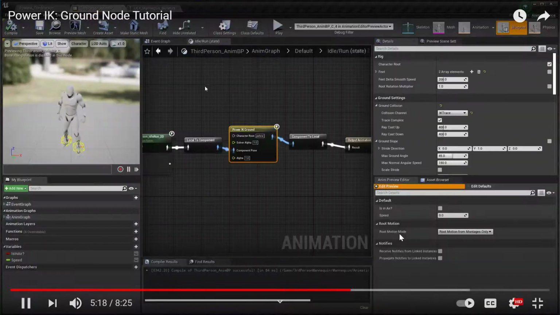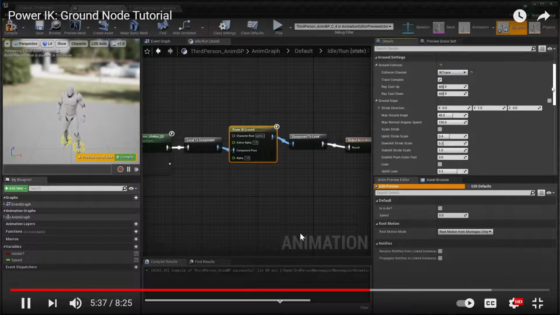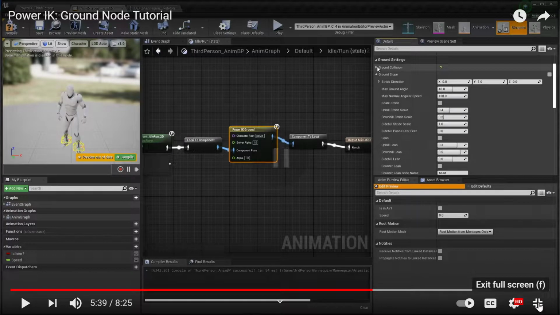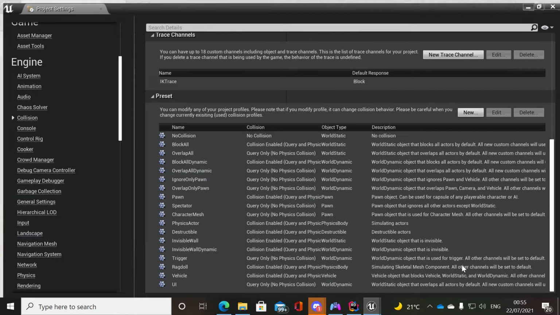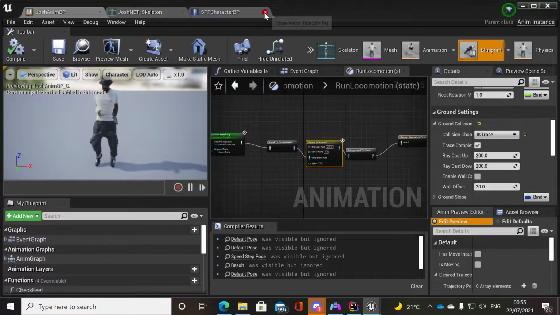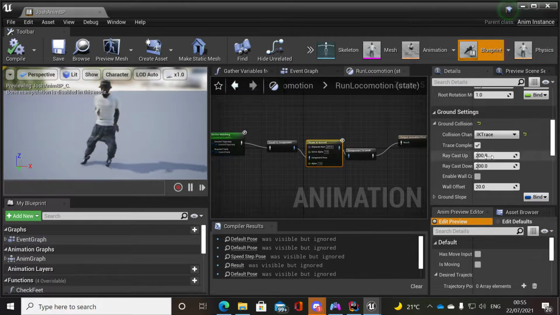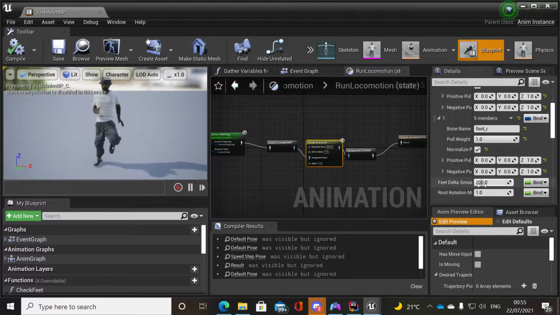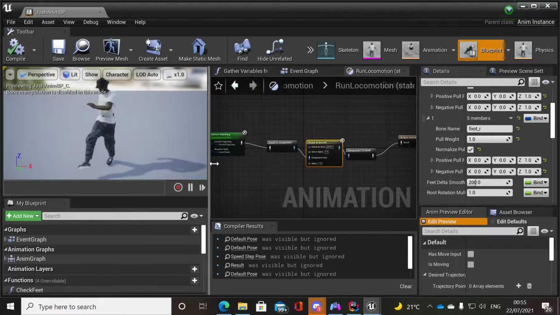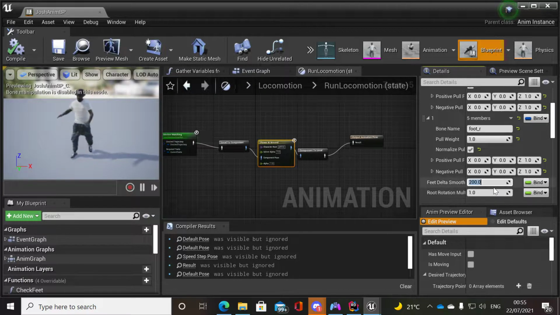So I'm going to jump back into the ground node. I'm going to take a look at the feet delta smooth speed. That's the speed that the feet will adapt to the underlying terrain. So I'm going to turn that up to 300. That should prevent you from dunking into the ground. And then we're also going to take a look at our collision settings. This is what controls how quickly we adapt. So let's make it 300.